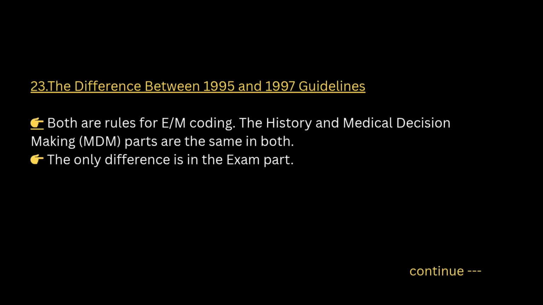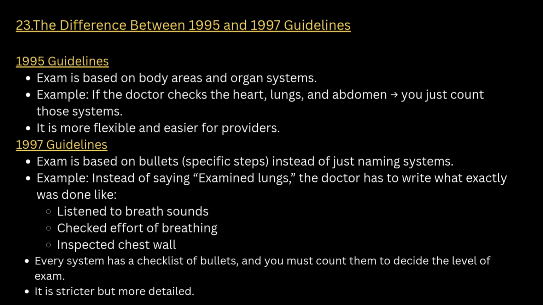Next question, the difference between the 1995 and 1997 guidelines. Both are the rules for E&M coding. The history and medical decision making are part of both. The only difference is the exam part. What is differing between the 1995 guideline and the 1997 guideline is the examination. In the 1995 guideline, the exam is based on body area and organ system. For example, if the doctor checked the heart, lung and abdomen, you just count those systems.